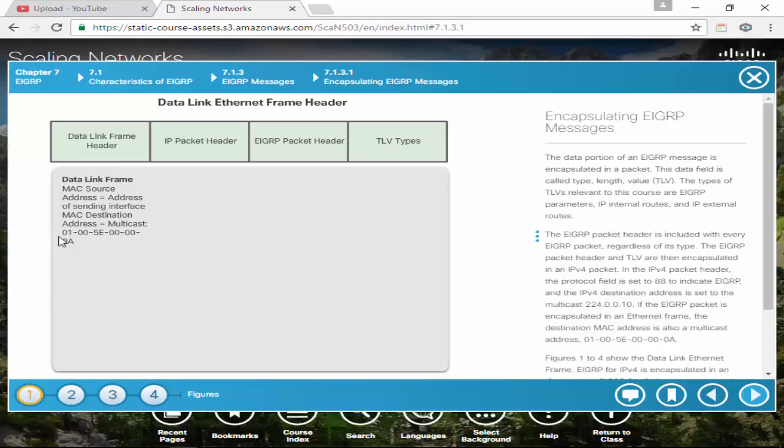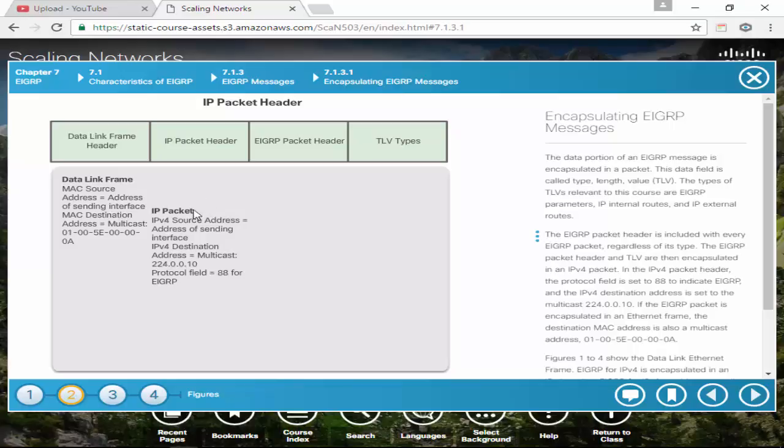Encapsulating EIGRP. Alright, so we're going to talk about that. What it says is it starts out with the multicast MAC 01005E, and hopefully you figured out the last number, because it's going to be what we call 10. We talked about that earlier. So 0A is 10 in hexadecimal. So it's 01005E 00000A on layer 2.